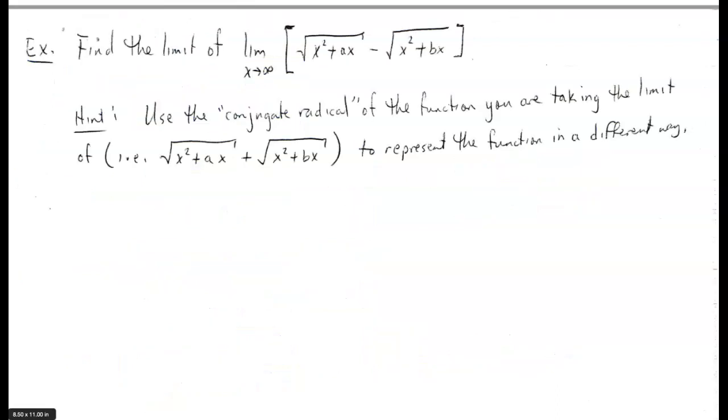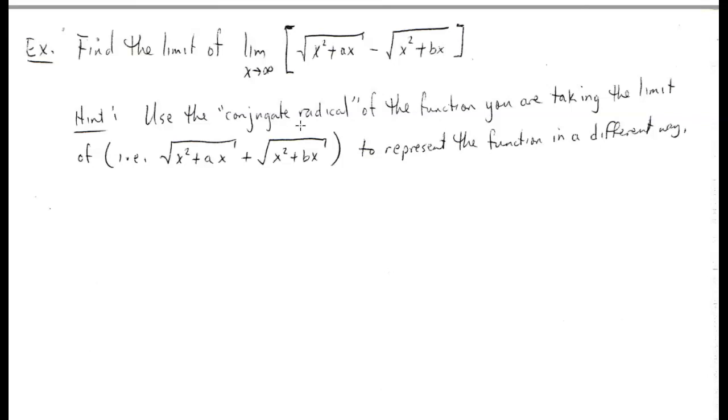So for our next example here, notice that we're being asked to find the limit of the difference of these two square root functions here. Okay. Now, I have a hint here, use conjugate radical technique, and I'm going to tell you what that is or show you what that is. But the first thing that I want to do is I want to make sure that you understand why we're actually using this technique. Okay.